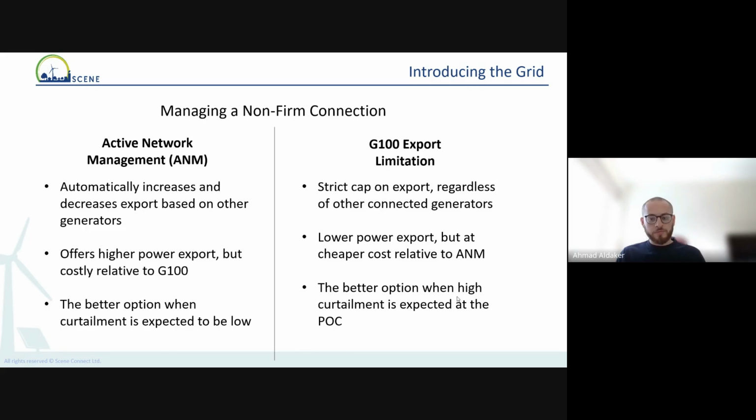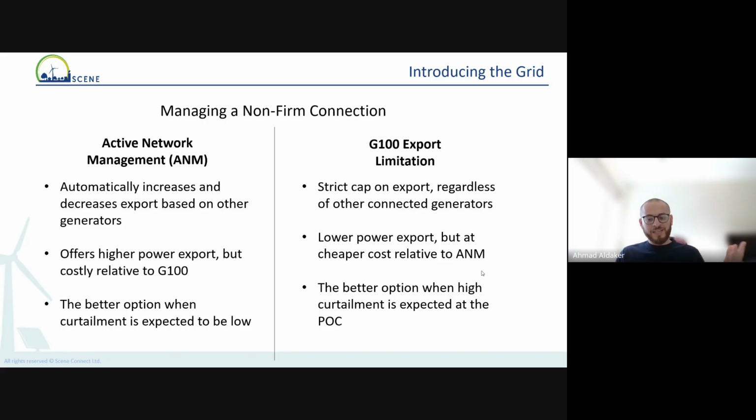On the other hand, the second option here is called the G100 export limitation, and this is a simpler option. Instead of curtailment based on system conditions, it's simply a firm limit placed on the export of a generator to an agreed maximum amount, and you do it using control equipment. For example, for your development, you put a maximum of 100 kilowatts to be exported. So any generation over this limit will then either be consumed locally or not at all.